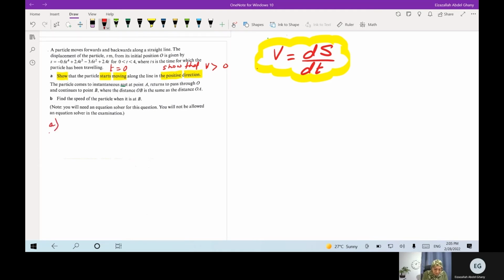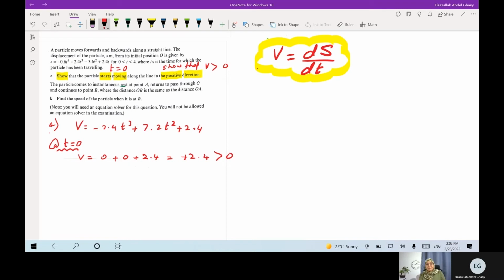Here we have to find velocity from the displacement. The derivative of the displacement: power goes down, increases by 1. So it is negative 2.4 t cubed plus 7.2 t squared plus 2.4. And now we'll substitute at t equals 0. Velocity will be 0 plus 0 plus 2.4. So velocity will be positive 2.4, which is greater than 0.